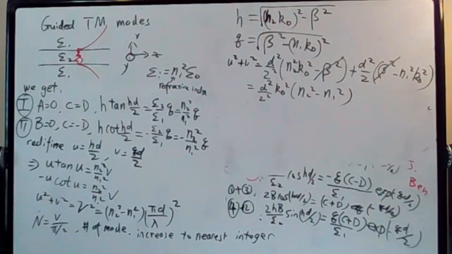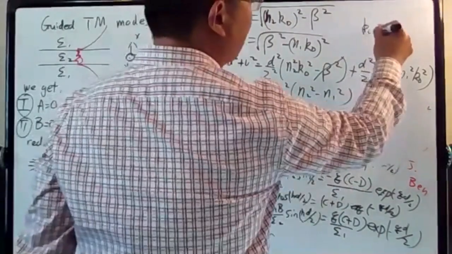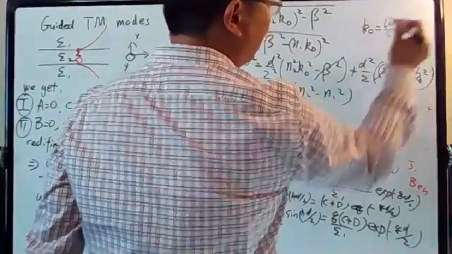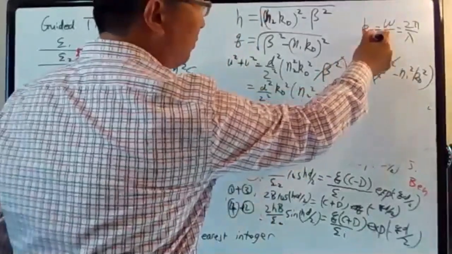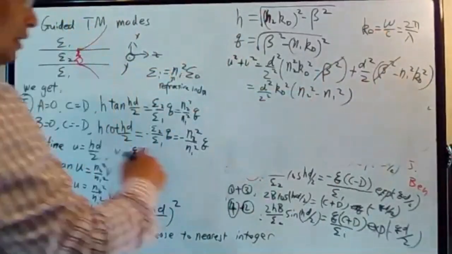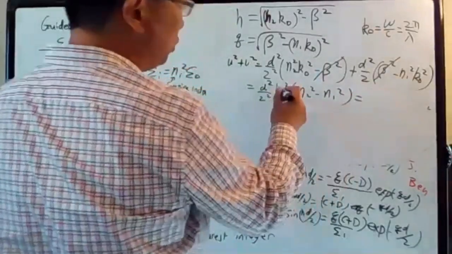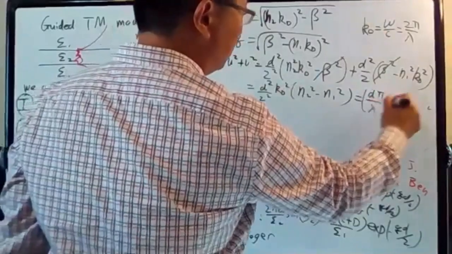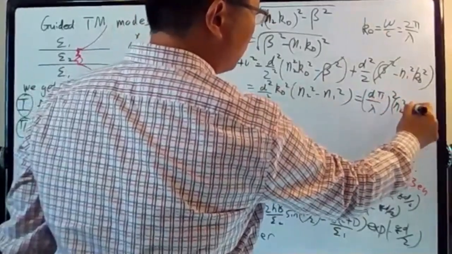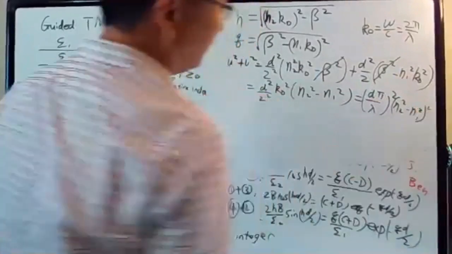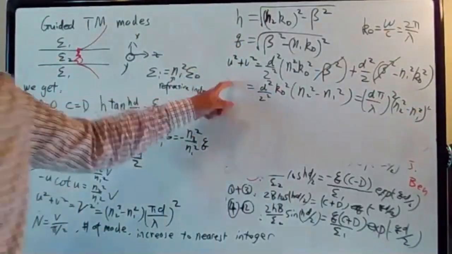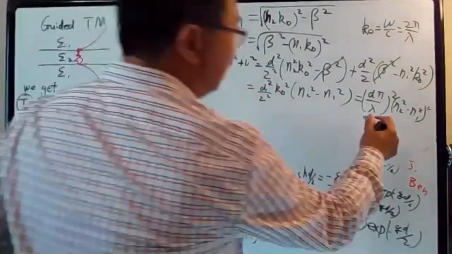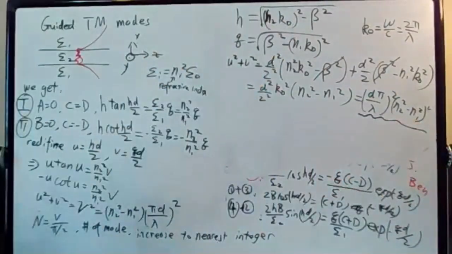So how much is the k? This k naught is omega over c equals 2 pi over lambda, right? So this is the propagation constant in the air. So that will be 2 pi over lambda. So it's d pi over lambda square n2 square minus n1 square, right? So that's what we actually did last class, right?